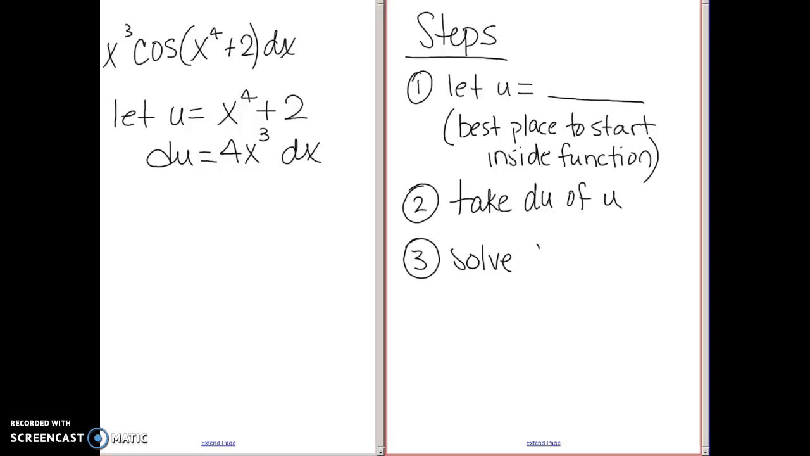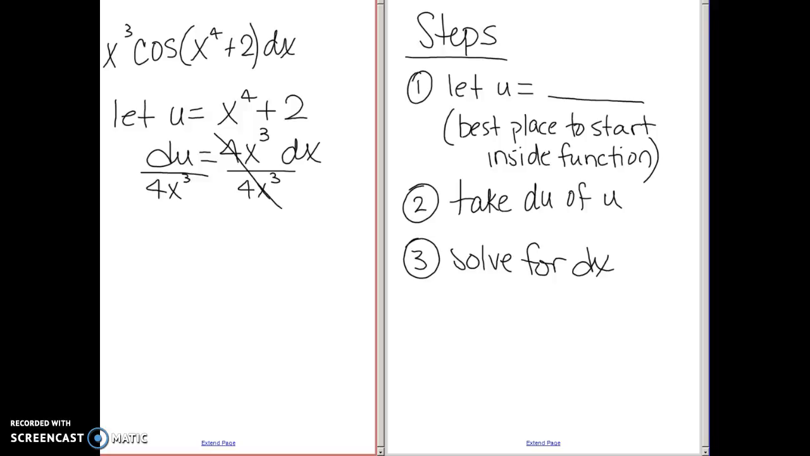Solve for dx. What do I need to do to solve for dx? du divided by 4. Me personally, I prefer to rewrite this as 1/4 du over x cubed, and I will show you why. It is completely your preference. That's my preference. Okay? Step 4.